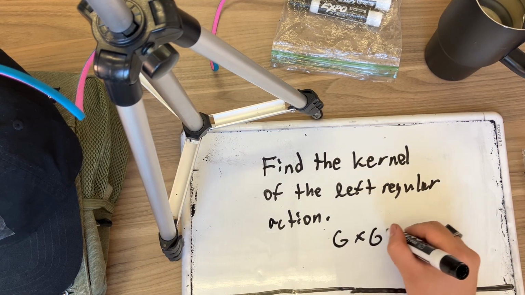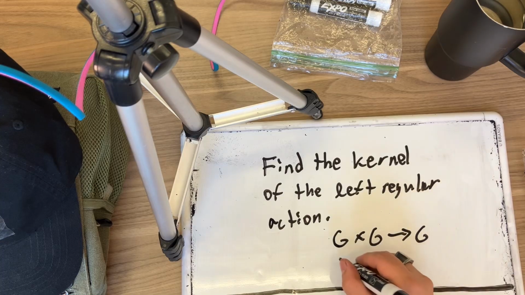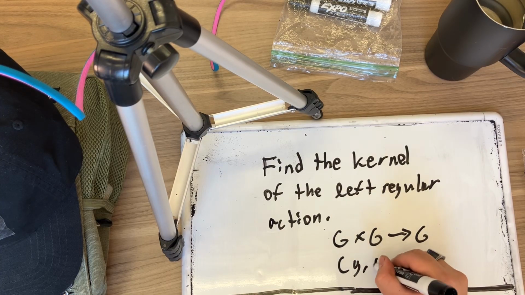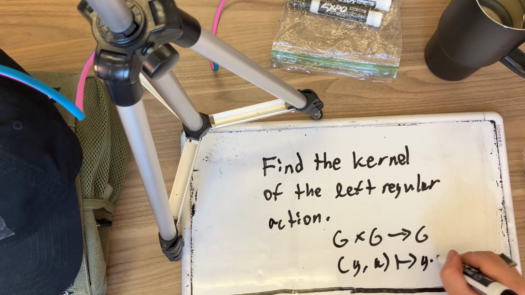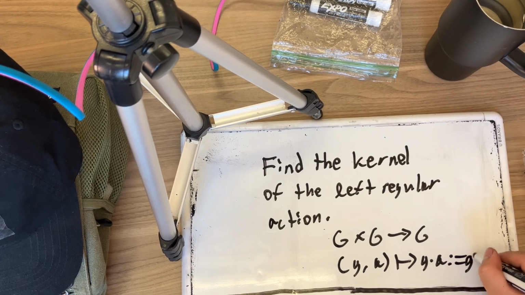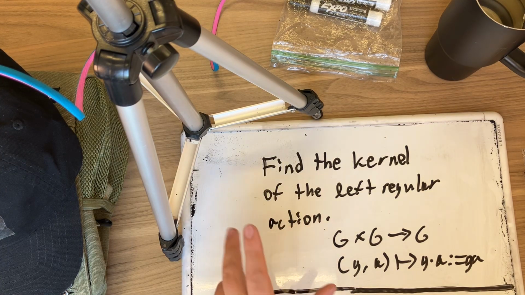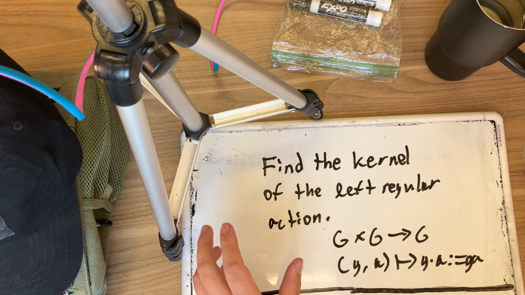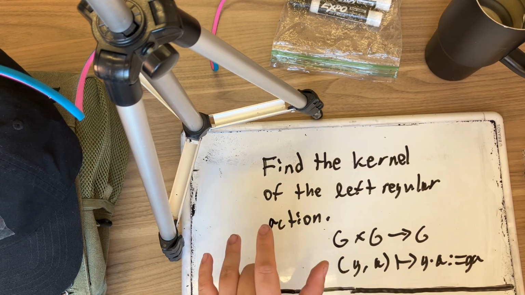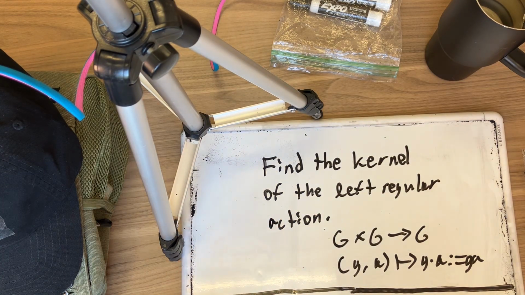G cross G maps to G, that being (g, a) goes to g dot a, which goes to ga. An element g is in the kernel if and only if it fixes every a within big G. That is, little g a is equal to a for all a. By cancellation or uniqueness of identity, this forces g to equal 1. So let's take a look at that more rigorously though.